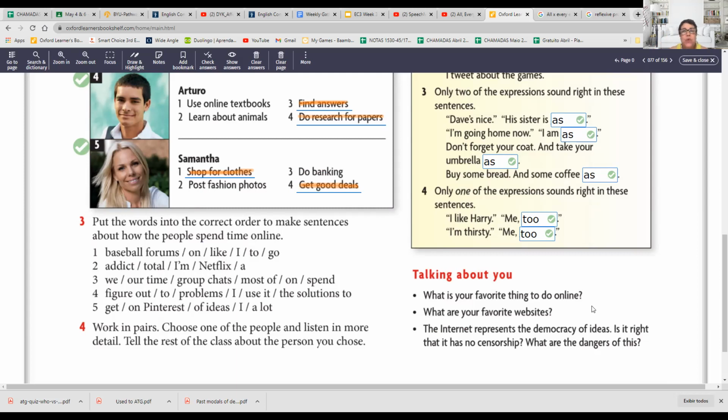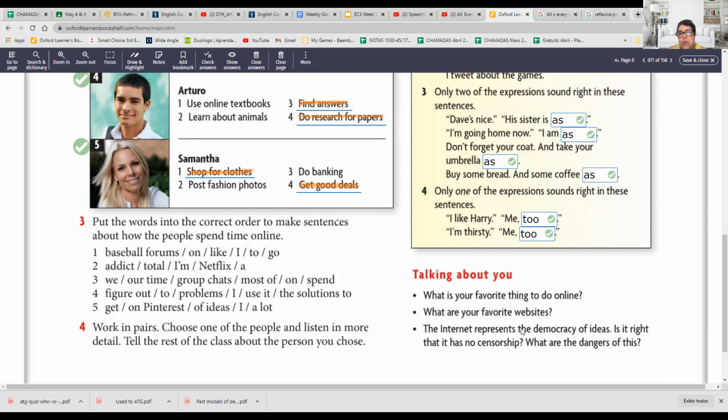Nowadays, I'm using Twitter to get the news because they update Twitter every second. So it's better to get updates on the news, on what's going on in the world on Twitter.